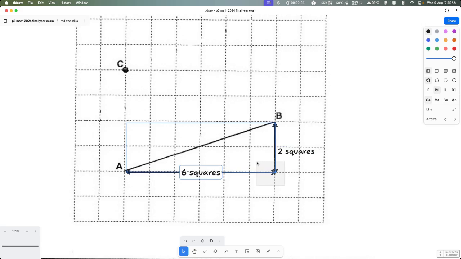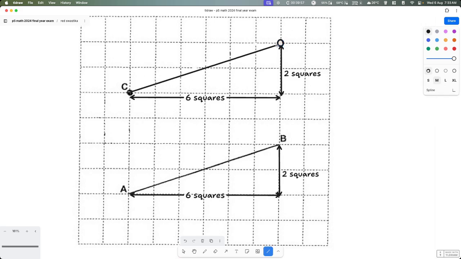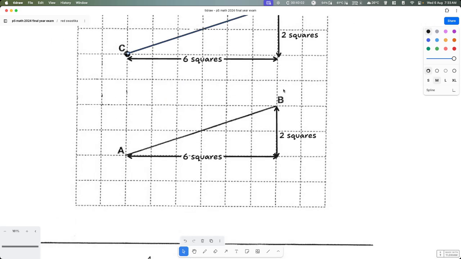So what we can do is draw, from C over here, the same thing, 6 squares, and then 2 squares as well. Like this. And then you have your point over here. Then you draw the line. That's it, there you go. So now what do I need to label? I think that's it.